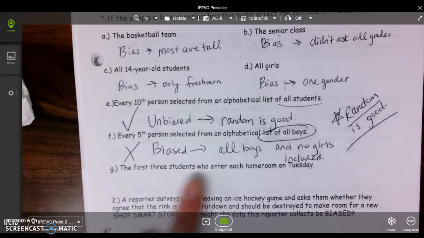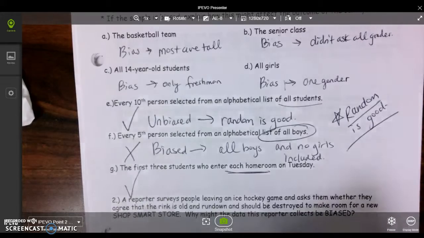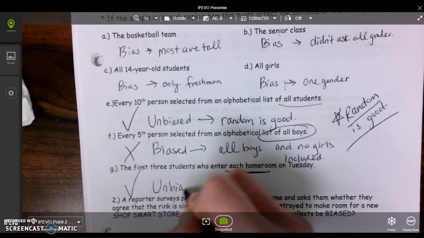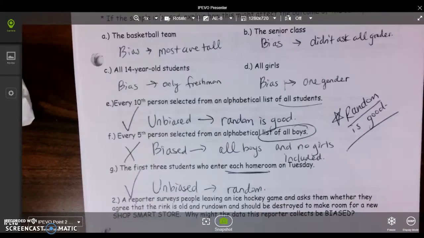Okay? The first 3 students who enter homeroom on Tuesday. Again, this is good. Enter each homeroom on Tuesday. This is unbiased, and the reason being is because this is random. You didn't seek out a certain type of person. It's as random as it can get.